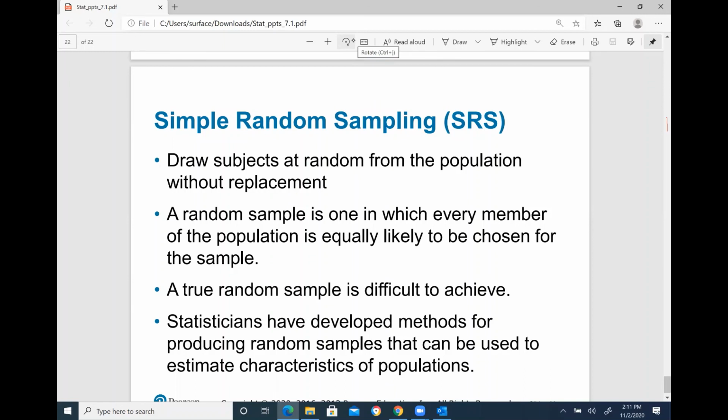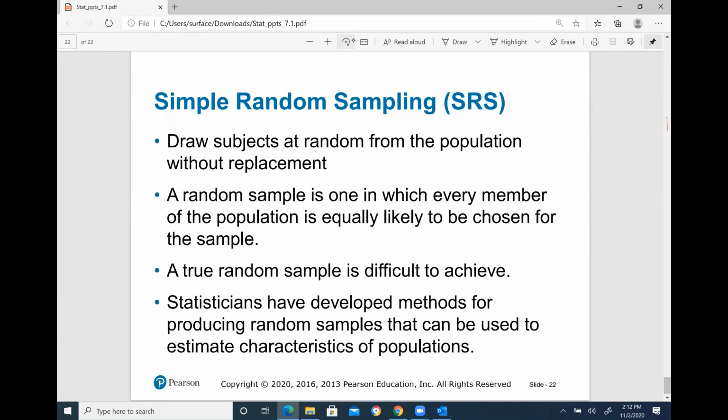The second is a random sample is one in which every member of the population is equally likely to be chosen for the sample. It means even though all the marbles are different colors, they still have the same chance of being drawn. That's what it means. All of the members, all of the things in random sampling, have the same chance, equally likely outcomes. A true random sample is difficult to achieve. This is one of the facts: I think a true random sample is hard to get.